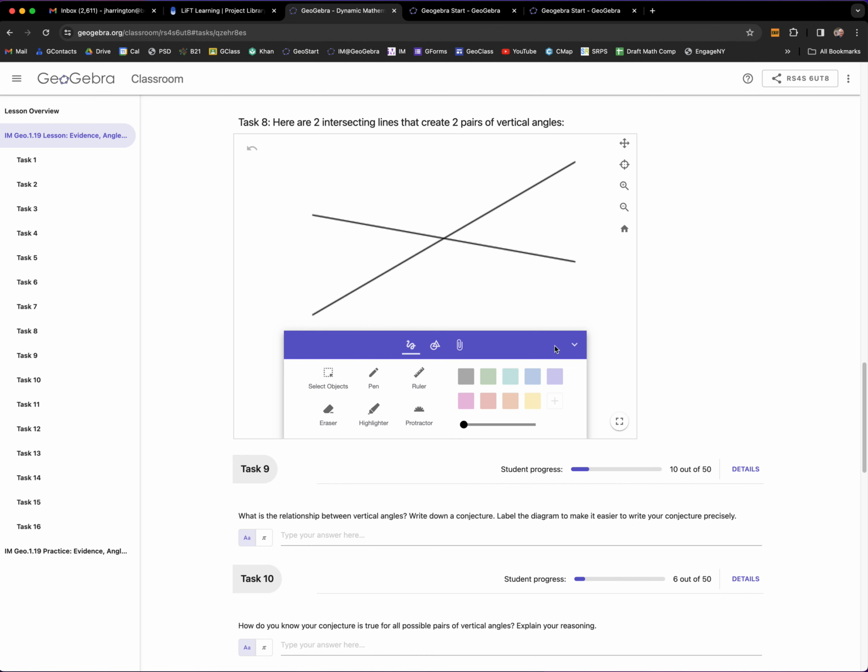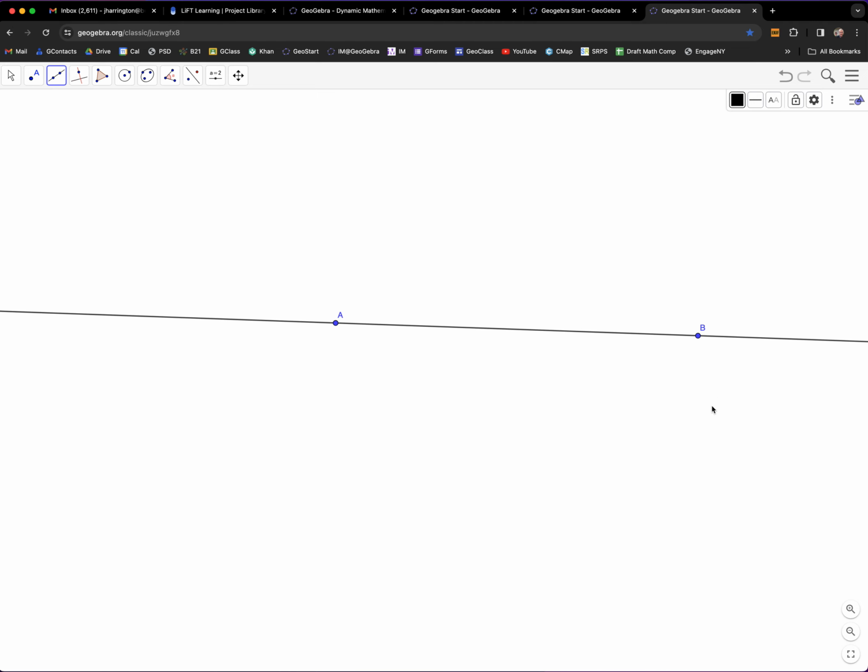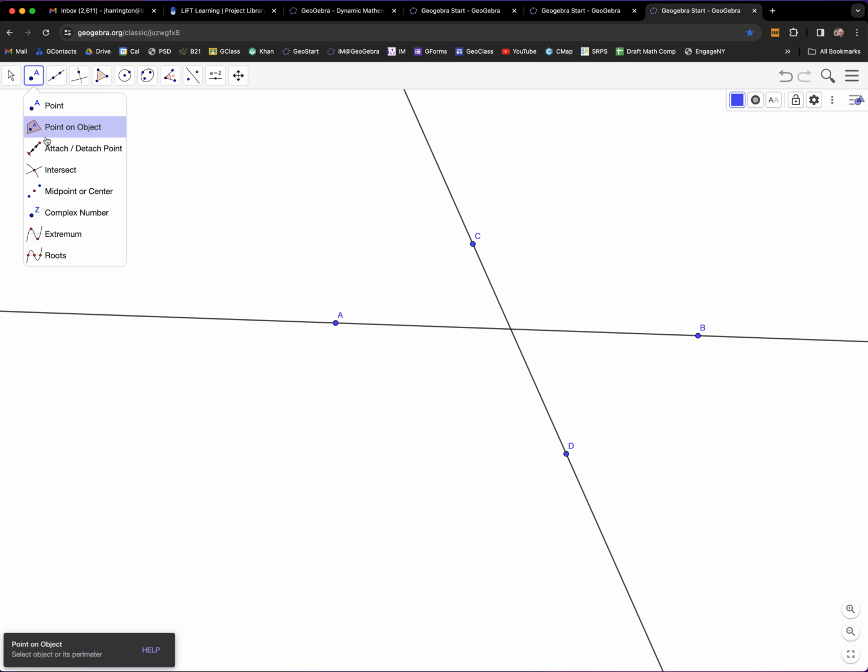All right. Two intersecting lines that create two pair of vertical angles. We talked about this up top. This angle here and this angle here add up to 180. This angle here and this angle here also add up to 180. Here, let's bounce over to a GeoGebra start page and we can look at this. Again, I'm going to take two lines here. Here's a line and here's a line. And I'm going to need a point in the middle.